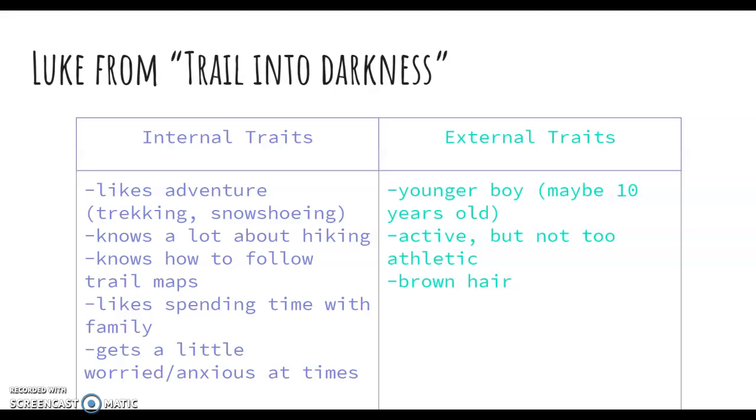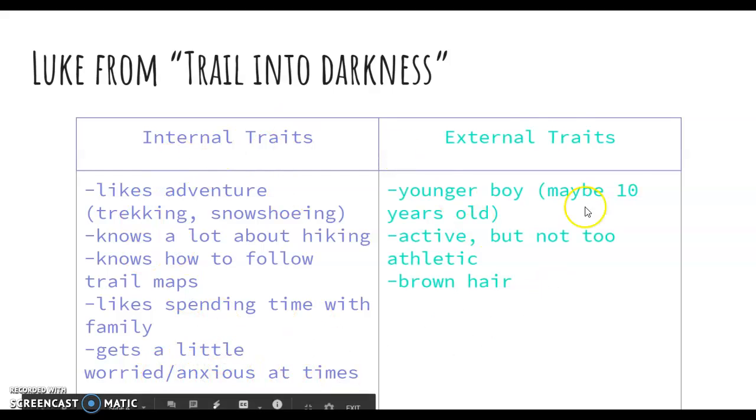So the author of Trail into Darkness sat down and got thinking about their character. Luke. He's going to be a younger boy, maybe about 10 years old. He'll be active, but not too athletic. He'll have brown hair. His internal traits. Well, I'm going to make my character like adventure, such as trekking and snowshoeing. That's what they'll be doing in my story. He's going to know a lot about hiking, and he's going to know how to follow trail maps. He also enjoys spending time with his family, but he can get a little worried or anxious at times, right?